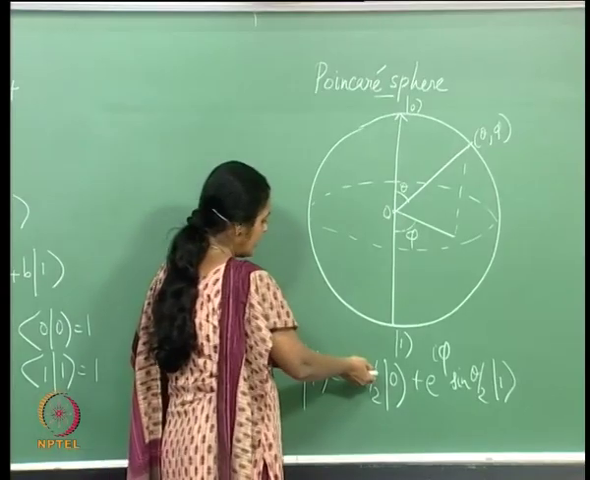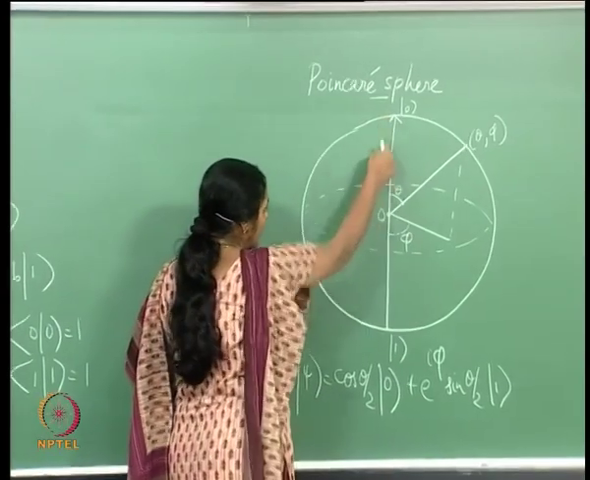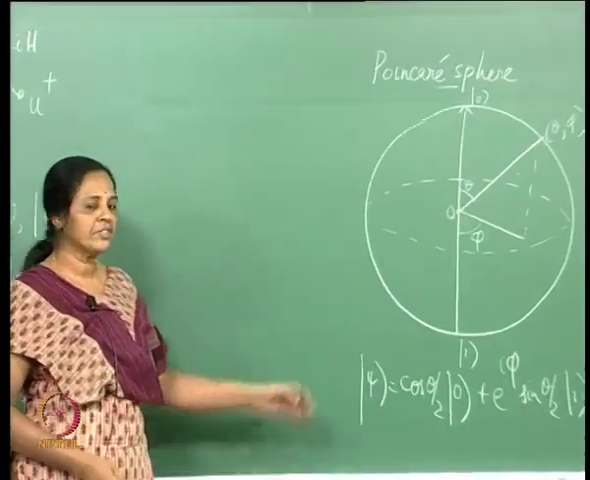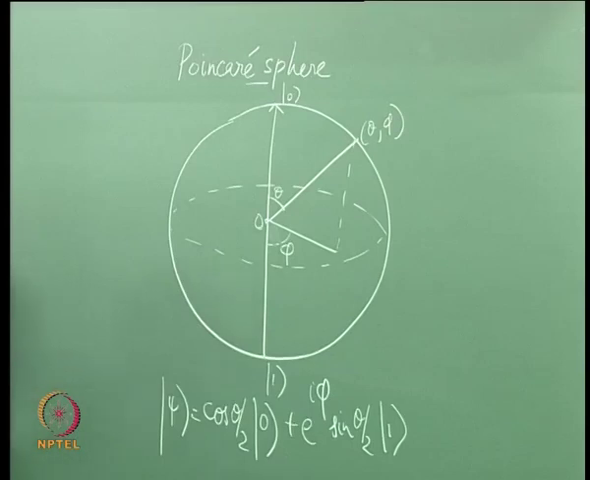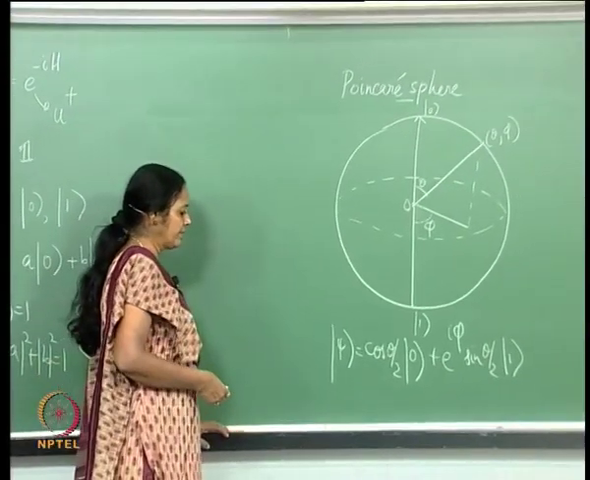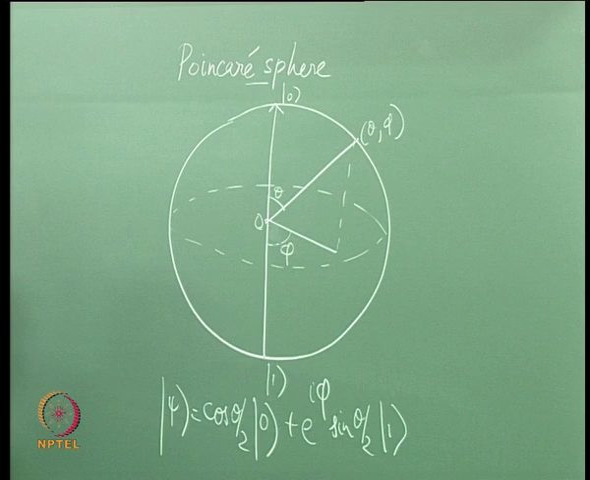You can easily check that when theta is 0, I get ket 0. You can also check that ket 1 follows from this definition of ket psi. So this is a very nice geometrical way of picturizing qubits by using the unit sphere. If information is stored in a state, it means in principle an infinite amount of information can be stored if I combine several qubits or several superpositions.